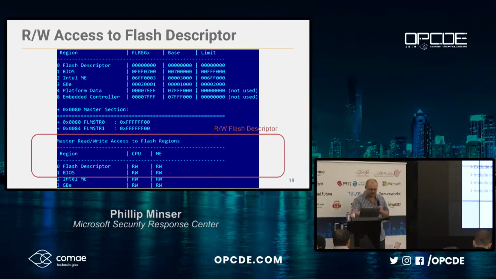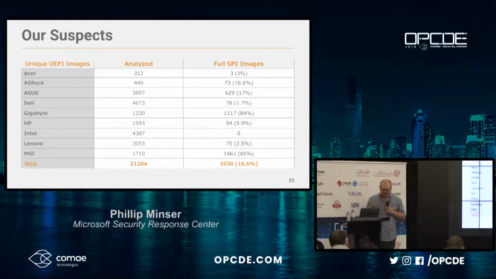Plus the rest of the heuristics. So our initial analysis gave us 3,500 images which matched this heuristic. So these are our suspects. These are our candidates to be a vulnerable image in the BIOS update packages.